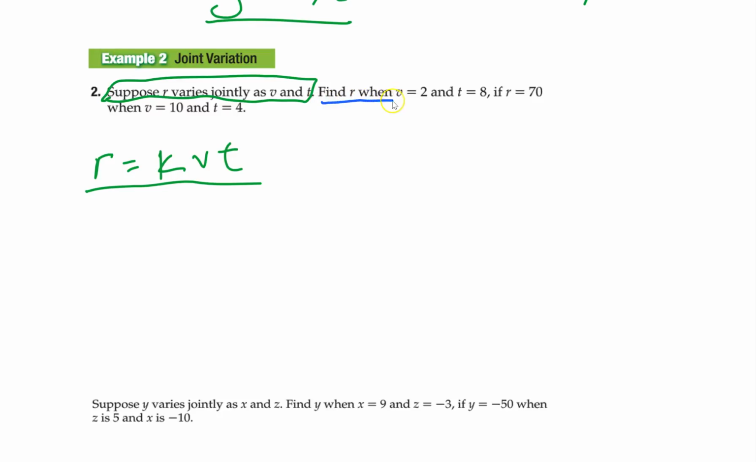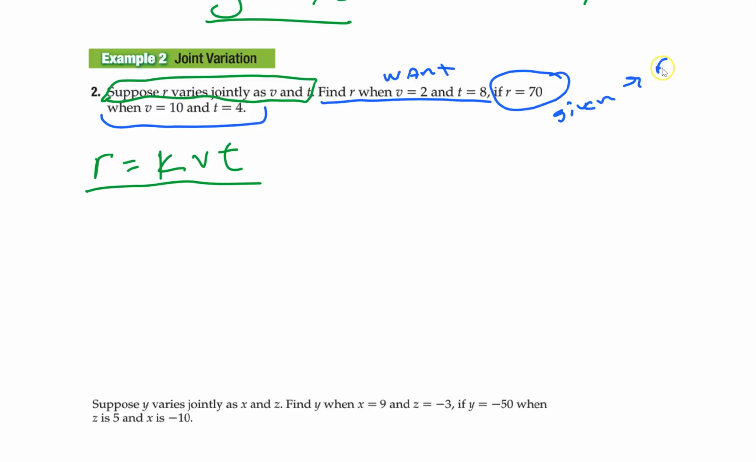Find r when v equals 2 and t equals 8. This is what they want. I can't plug that in because I don't have r, and I don't have k. I'm actually going to plug in this. After the if part, that's what I'm going to plug in. This is a given. That's what I use to find k. Right? Because I actually have everything. I have r, I have v, and I have t. I'm going to use that one. The if part, I'm going to use that to find my k, because it has everything I need.